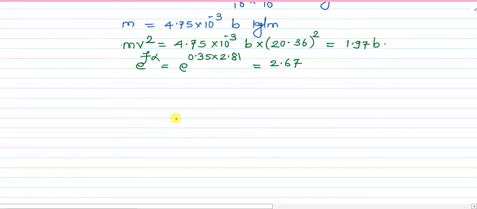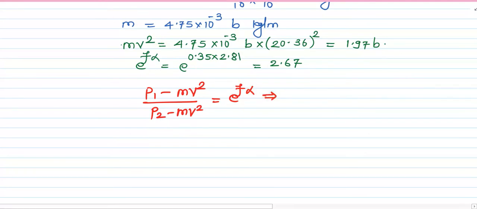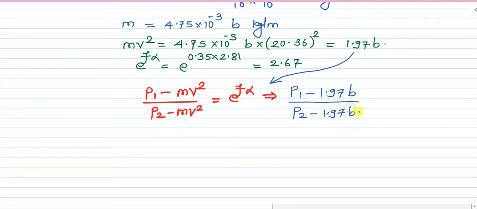The first expression is the relationship between P1 and P2: (P1 minus mv square) upon (P2 minus mv square) is equal to e raised to f alpha. So now we can substitute the values. Once we substitute, we get P1 minus 1.97b divided by P2 minus 1.97b, because mv square has been borrowed from here. This is equal to e raised to f alpha we have just calculated, so that is equal to 2.67.